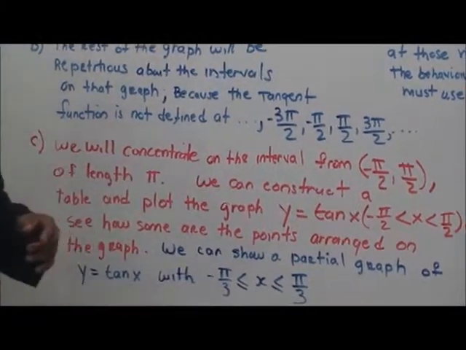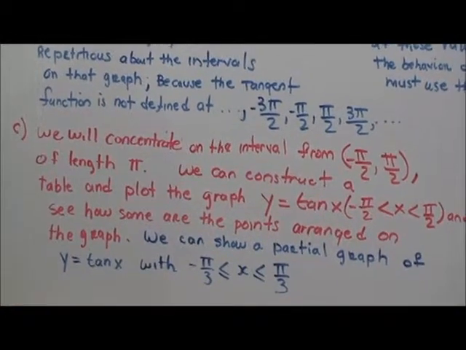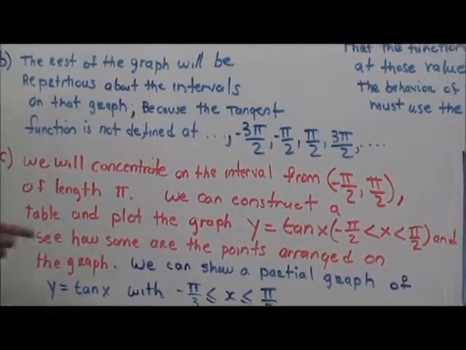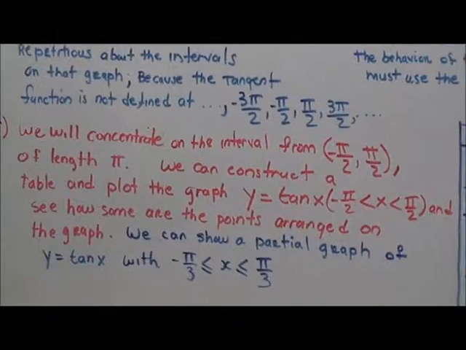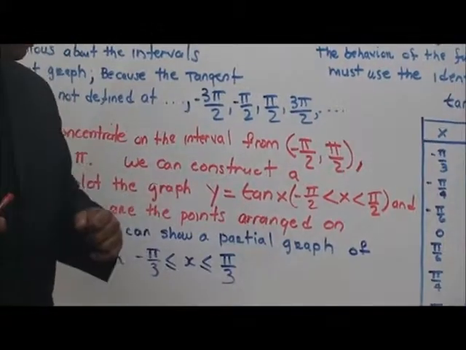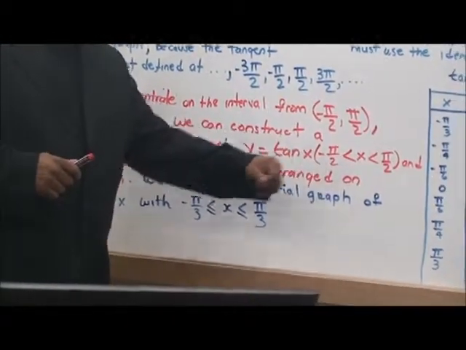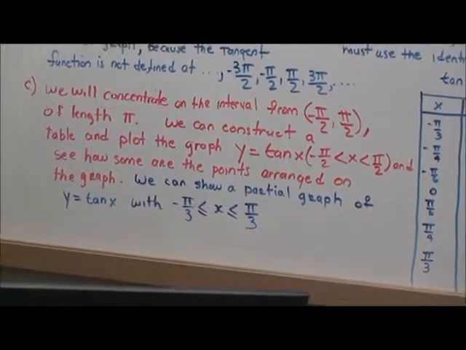But we will concentrate on the interval from negative pi over 2 to pi over 2, right? Which is within that interval length there. And we can construct a table and plot the graph y is equal to tan x, in which, in inequality notation, we have negative pi over 2 less than x less than pi over 2.